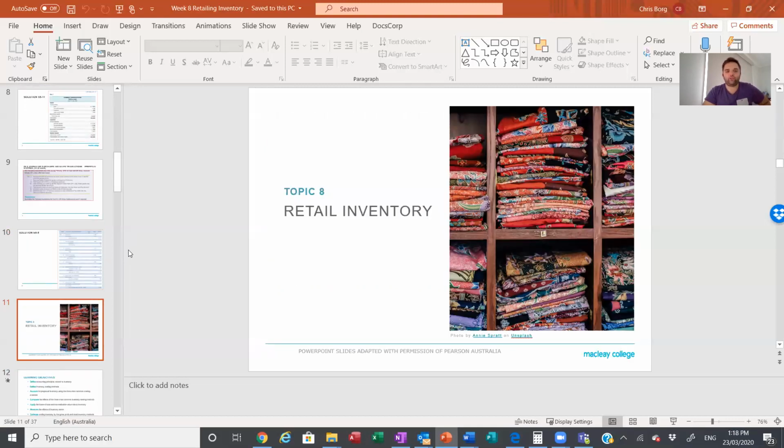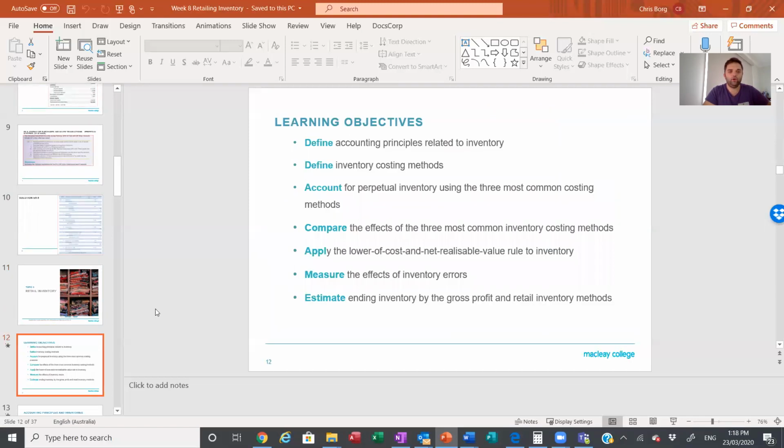So to move on to the actual topic of the week, which is retail inventory, which is an extension of the recording of the retail transactions from week 7. The learning objectives for this particular topic are to define accounting principles related to inventory, define inventory costing methods, and account for perpetual inventory using the 3 most common costing methods, being first in, first out, last in, first out, and average costing method.